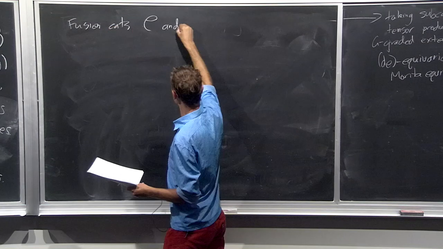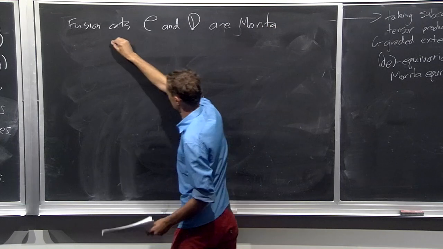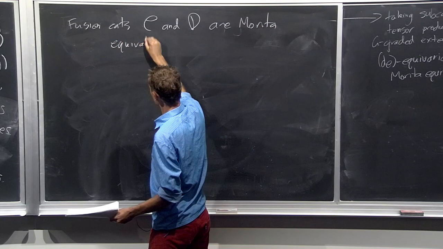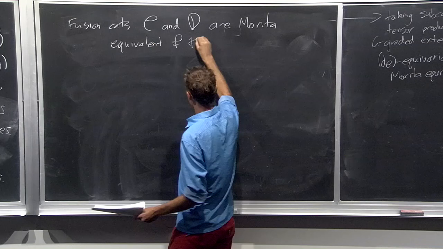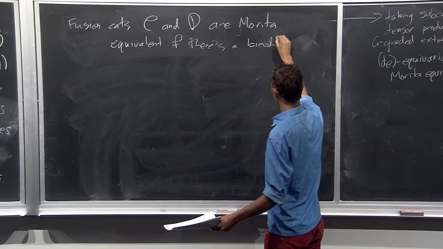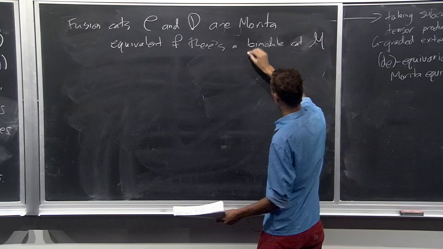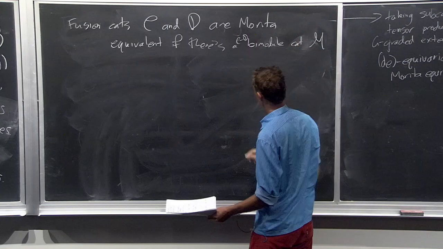C and D are Morita equivalent if there's a bimodule category. So what does a bimodule category mean? So this is a C-D bimodule category.